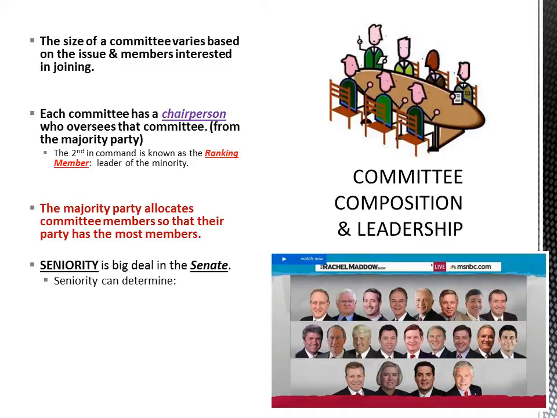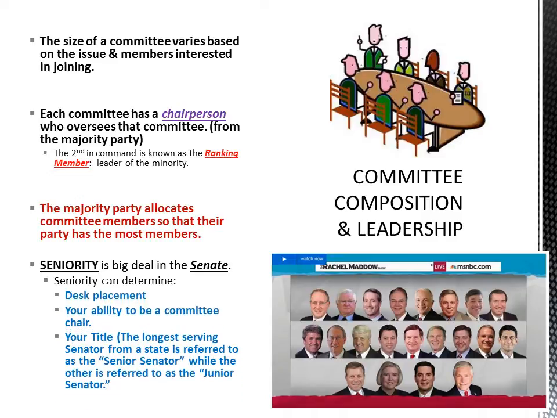Seniority tends to play a bigger role in the Senate than it does in the House when it comes to assigning committee membership. Seniority can determine several things in the Senate, including how close to the front their desk is placed, their ability to be a committee chair, and of course their title, as the longest-serving senator from a state is referred to as the senior senator, and the other senator gets the title of junior senator.